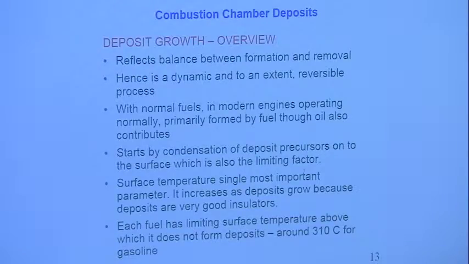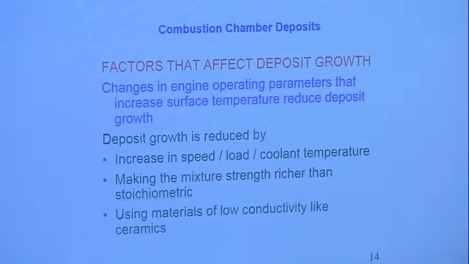Each fuel has a limiting surface temperature. For gasoline, it's around 310 centigrade. So if the temperature of the surface, whether it's the metal surface or the deposited surface, is greater than this, no more deposit forms on it, because there's nothing in the gasoline which will cause this. But if it's oil, lubricant, which is heavier, it can add to this. But in modern engines, if the lubricant is not coming into the engine, it won't matter very much. So what are the factors that affect deposit growth?